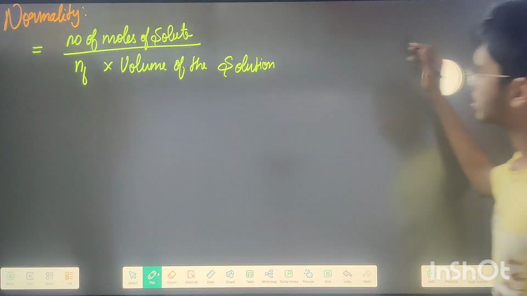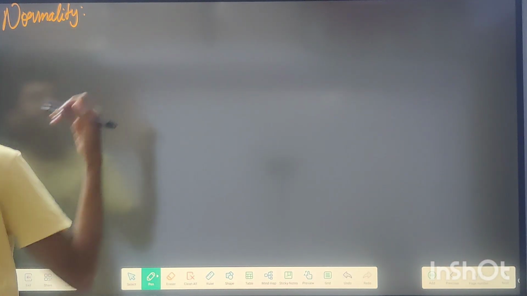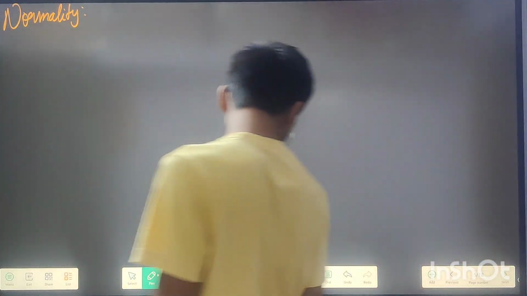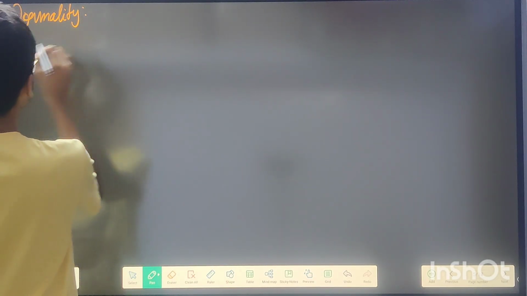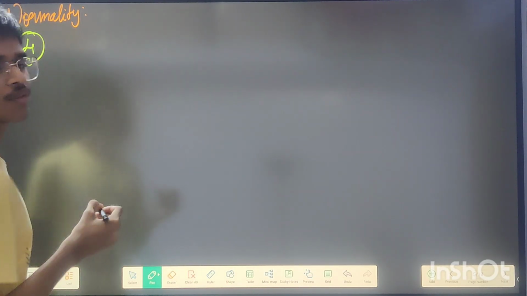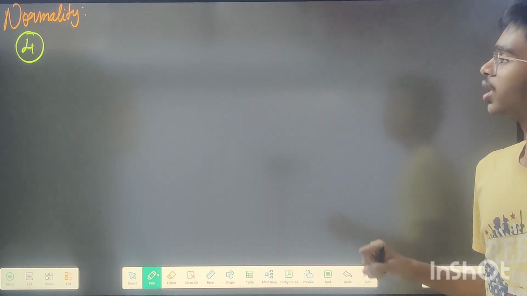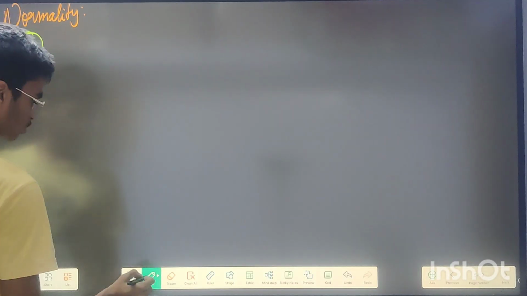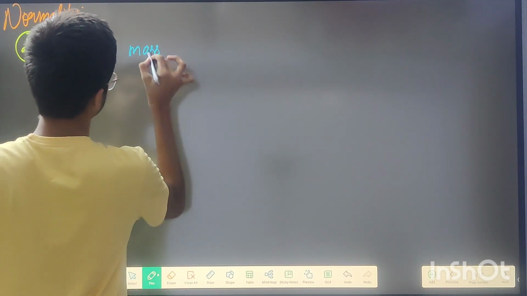Or wait, I'll give you another formula. You don't use this one. See, there are totally 4 different steps. The last step is where you are going to get your normality. The first step is to find your molar mass. What is your molar mass?